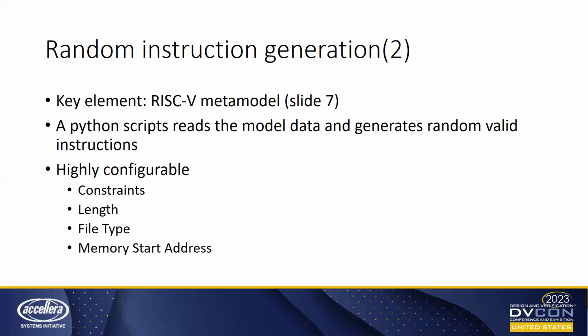A Python script reads that model, so the model would be the data filled by the user, and generates random valid instructions. And it's highly configurable. It has constraints, so the user can constrain the class of the instruction to generate. It has the length, so the user can specify the number of instructions to generate, the file type, until now we're supporting hex and binary files, and memory start address, so the user can specify the start address of the data memory.